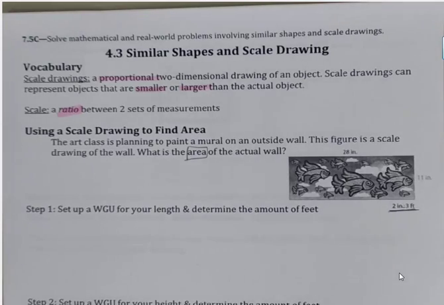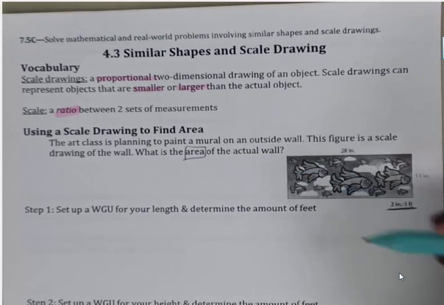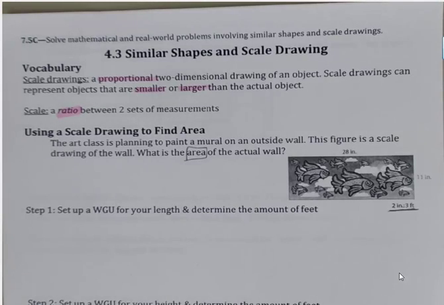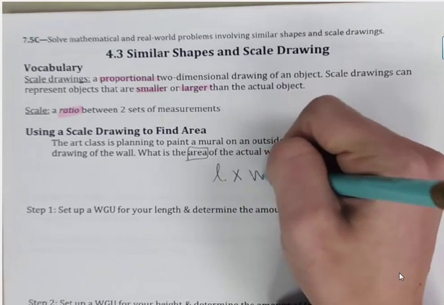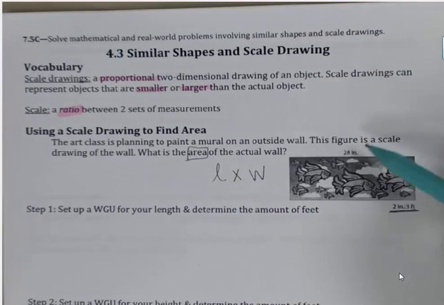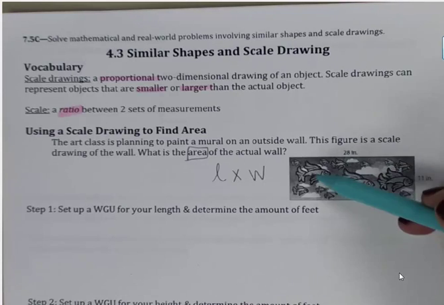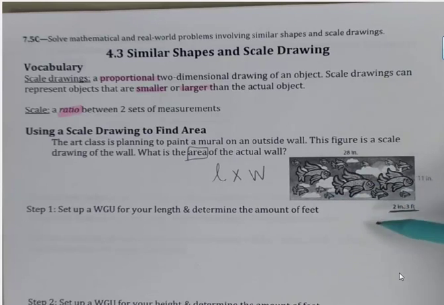Well, I know the area of a wall. I see that this is a rectangle. I have to think back and think about what my formula for a rectangle is. And if you can't remember, you can look at your formula chart. Your chart will tell you that the area is length times width. But I don't want to know the area of the scale drawing right here, so I can't do 28 by 11 because that doesn't make sense. That'll give me the area of this. I want to know the area of the whole wall.